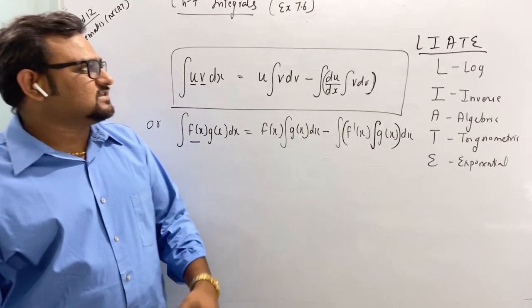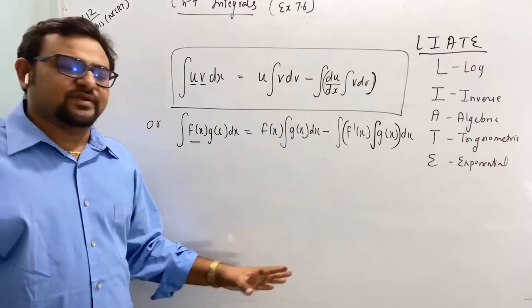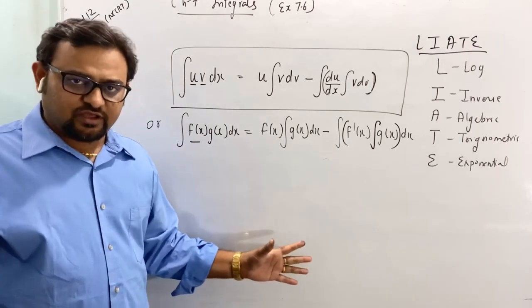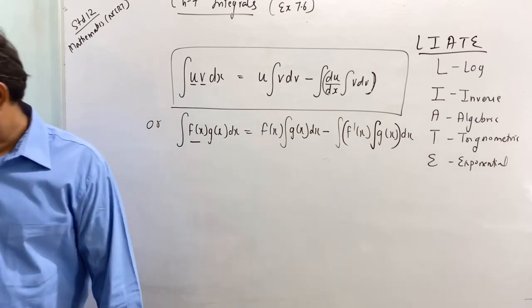Now see, in total exercise 7.6, most of the sums are based on this formula. So just note this down.